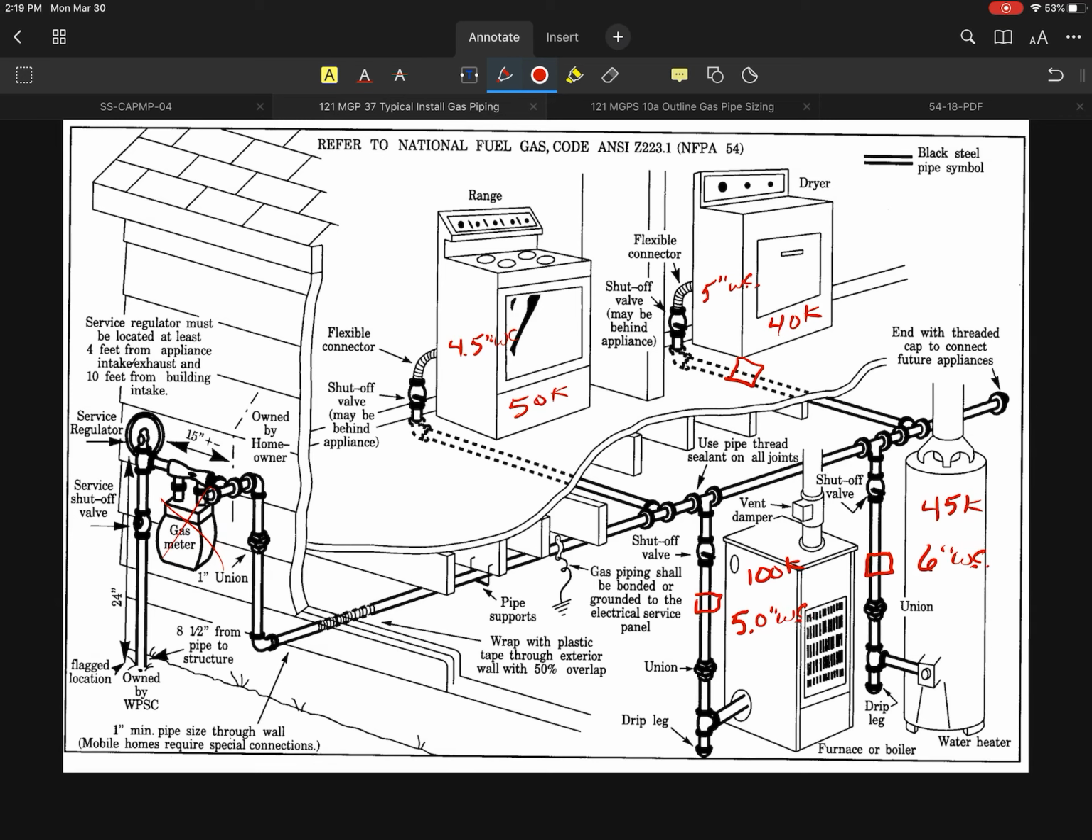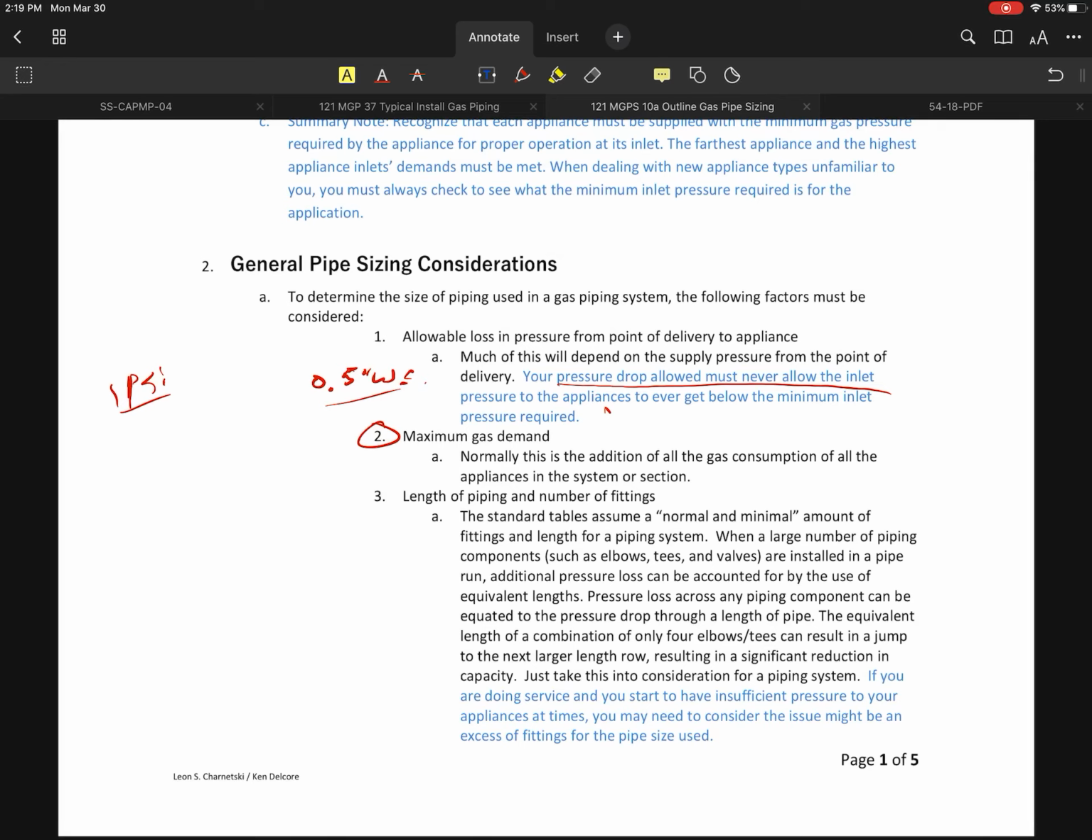So I would essentially have the 50 and the 40 comes out to 90, plus 45 puts me at 135, plus the 100K. So I'm at 235K. So 235,000 BTUs is what I'd have. So in this example, that would be my max demand. And that's typically the way it works.